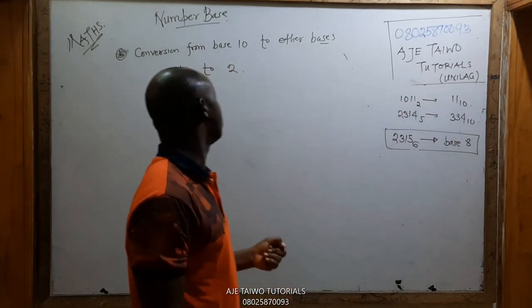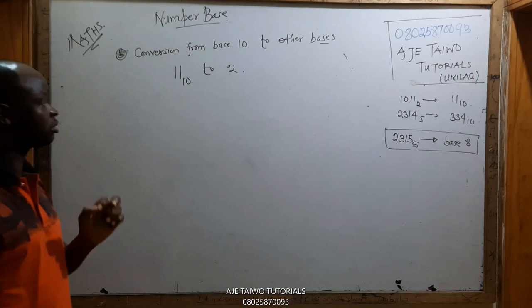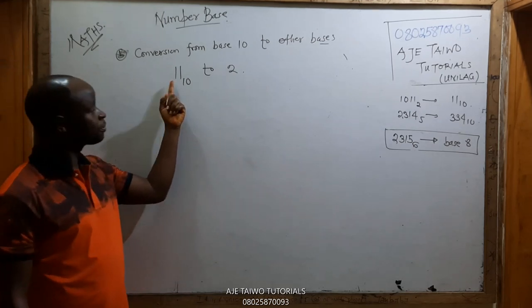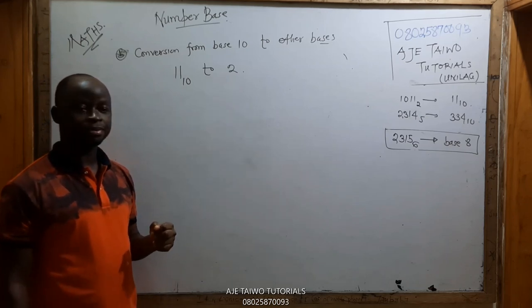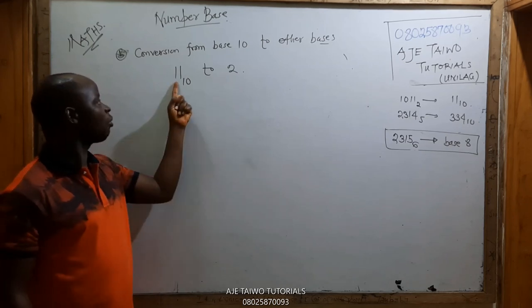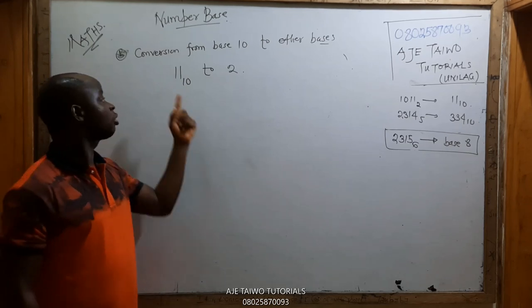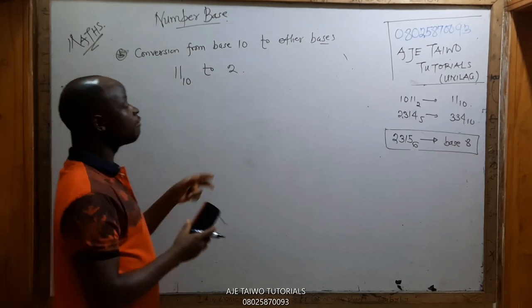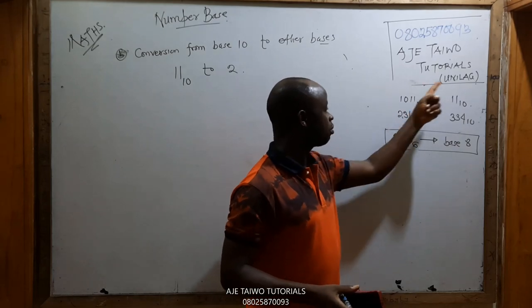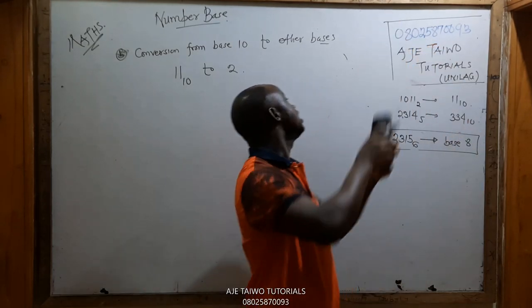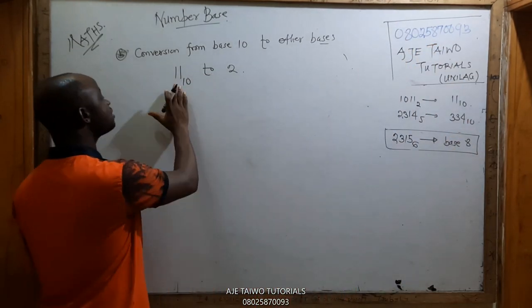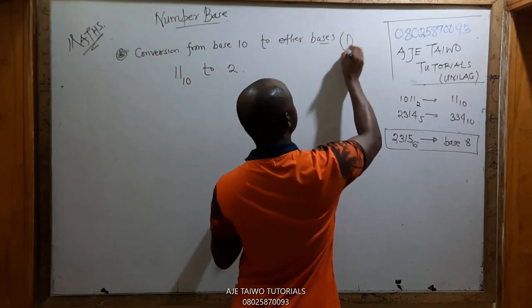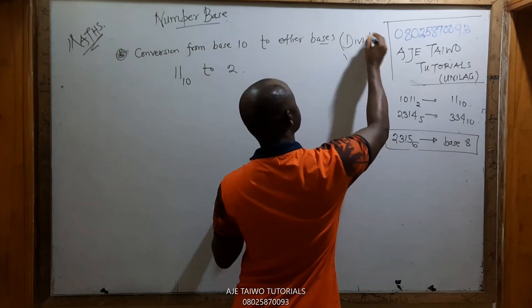You know the answer we'll get anyway, it is so obvious on the board. I want to convert 11 base 10 to base 2. I didn't say 1, I said 11, because it's base 10. What do you do here? If you are converting from other bases to base 10, you expand. If you are converting from base 10 to other bases, you divide. Here you divide.